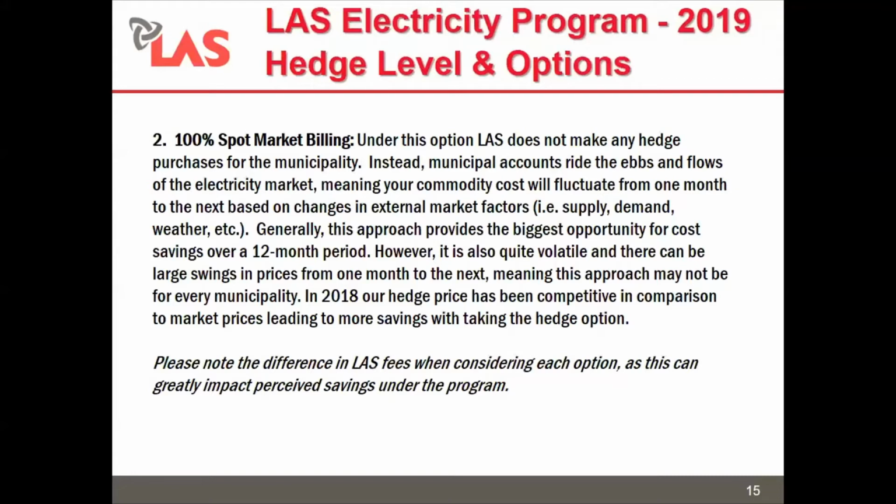There's also just a footnote here. Please note the difference in LAS fees when considering each option, as this can greatly impact perceived savings under the program. Again, we're trying not to say savings as opposed to stability, and you need to take these factors into consideration when doing that analysis. We can help you with that analysis. We can't give you a recommendation, that's completely up to you. But we can give you options in terms of things you can look at in terms of your usage, if you need help with any kind of energy or electricity analysis.